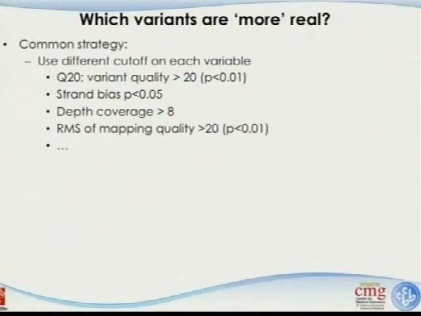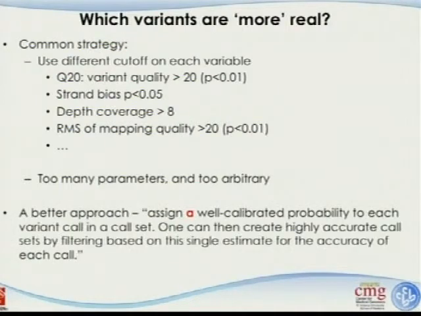So for each individual variable associated with this variant, in theory, you can make your own cutoff. But once I make one or two decisions about the cutoff, I feel okay. But once I have to make so many cutoffs, I feel I'm being a little bit too arbitrary. If there's anything wrong, there are too many parameters, it's too arbitrary.